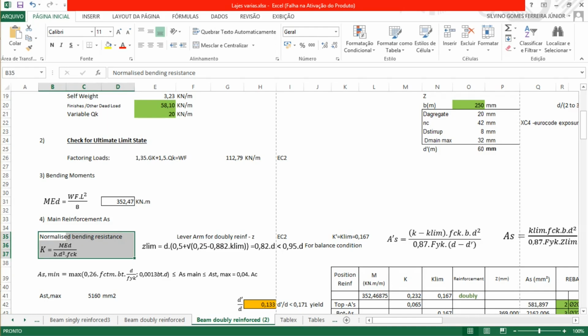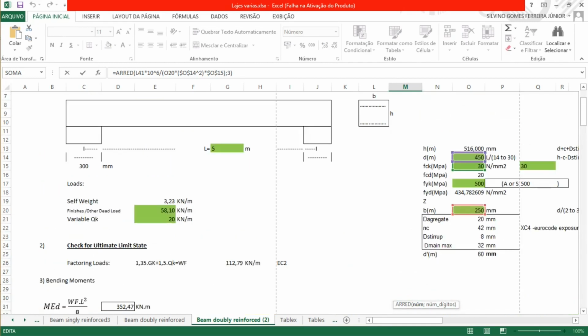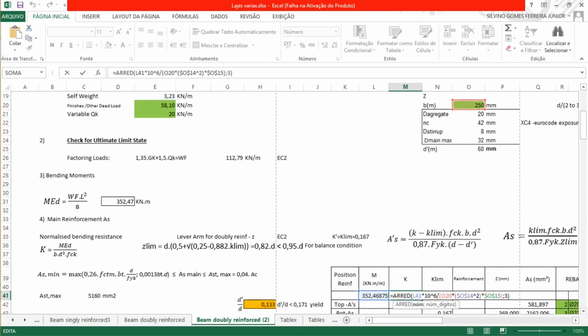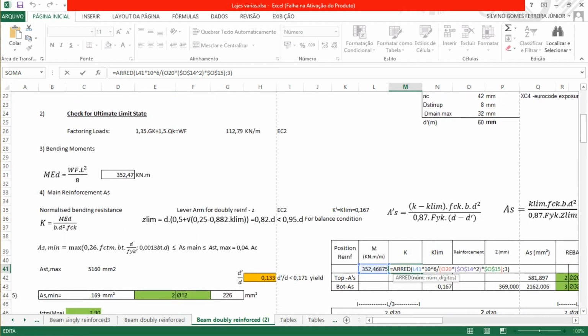And when we take this moment, 352.47 that we calculated, divided by B, which is 250, multiplied by the effective depth, which is 415, elevated by 2, multiplied by the FCK of the concrete that we are using, 30, all this gives us a K of 0.232.